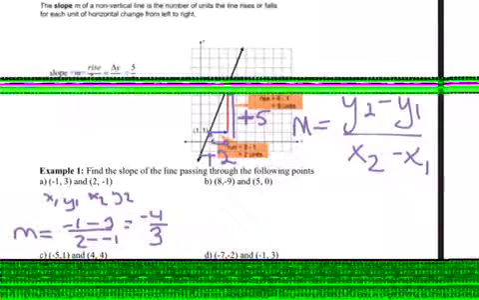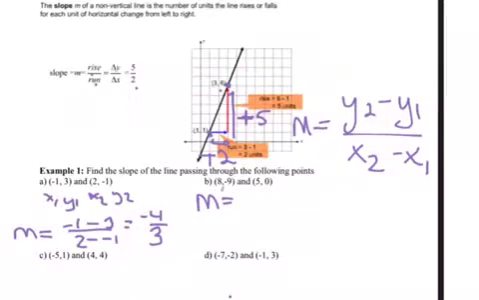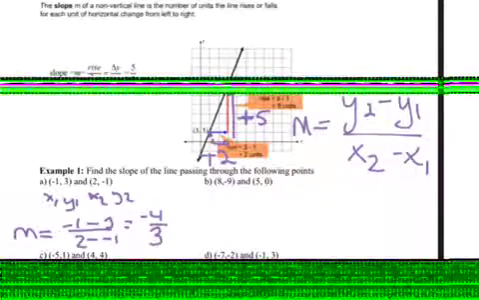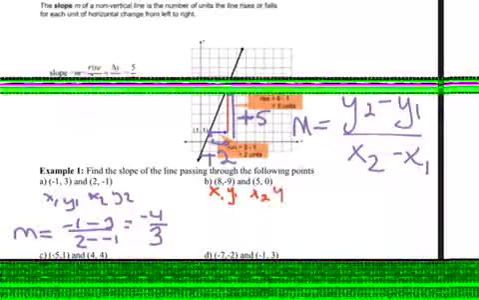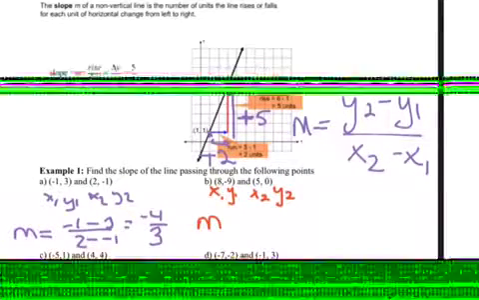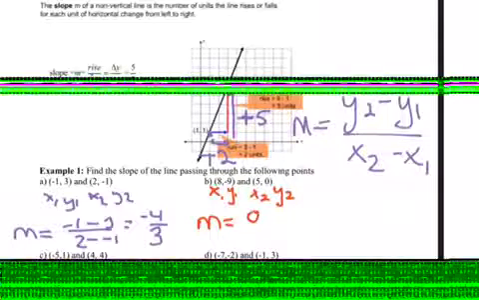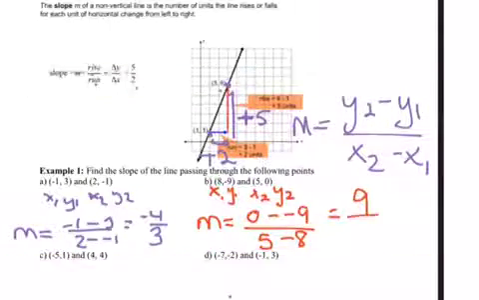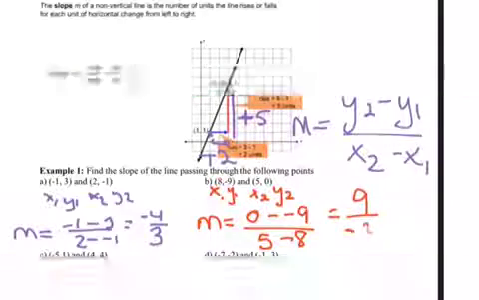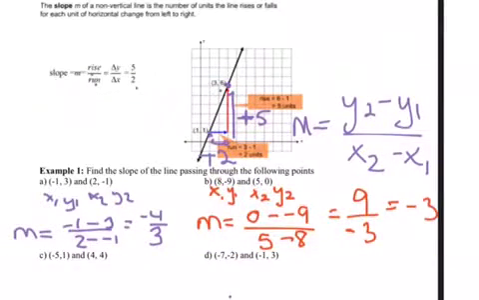Alright, so one more together. Again, if you need to, you label x1, y1, x2, y2. So I've got m equals 0 minus negative 9 over 5 minus 8. 0 minus negative 9 is 0 plus 9, so I get 9 over, and 5 minus 8 is negative 3. So my slope altogether is negative 3. I want you to try both of these two.